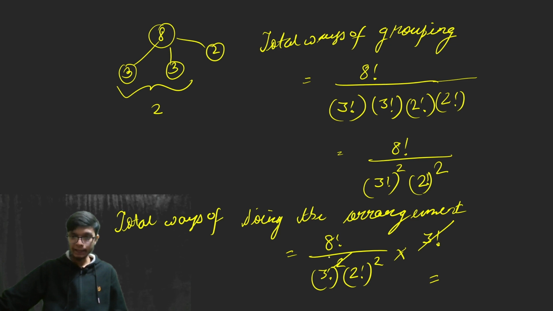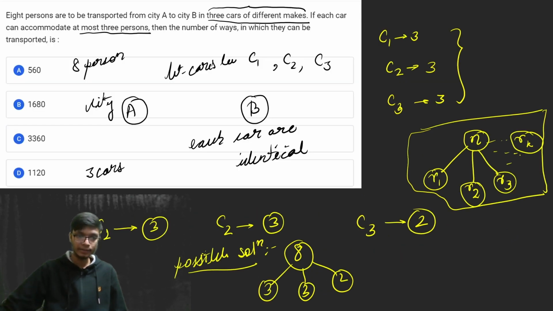From here, if you calculate the result, 3 factorial will cancel with the one in the square, leaving 8 factorial divided by 3 factorial into 2 square. 2 square is 4. If you do this calculation, you will find the result is 1680. So there will be a total of 1680 ways, and the right answer to this problem is option B. I hope this solution is clear. With this, let us move to the next problem.